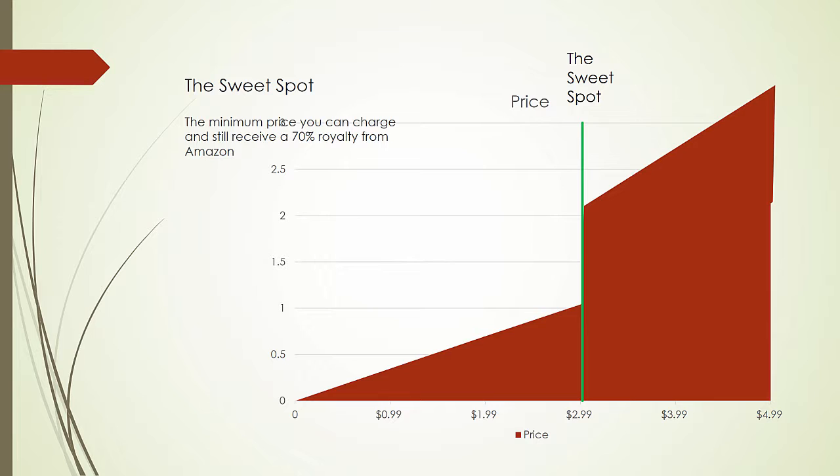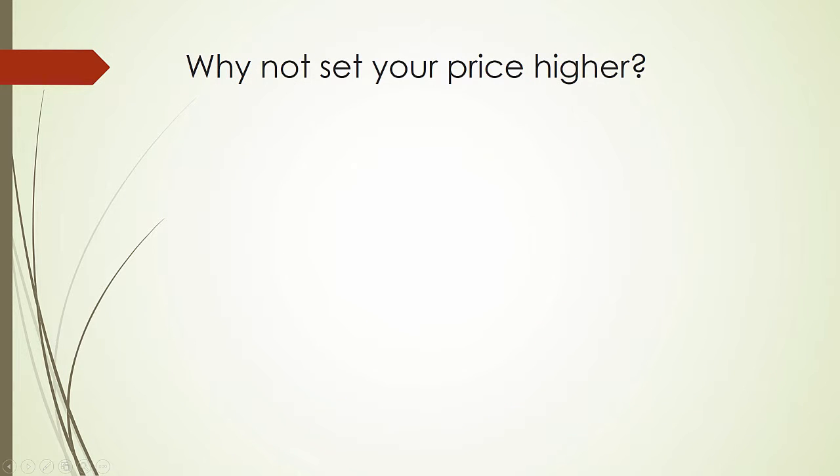Now let's look at the sweet spot graphically. Here you can see the chart rising slowly from 0 to 99 cents, where you get 35 cents, to 70 cents for $1.99, on up, and then once you hit $2.99, you jump to $2.09 revenue. That's the sweet spot, the green line here. You want to work hard to price your book at $2.99.